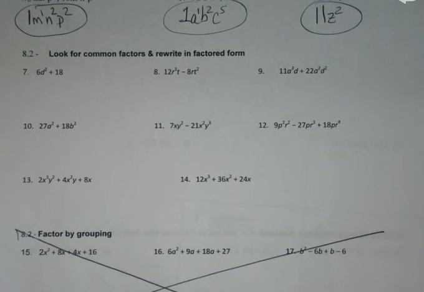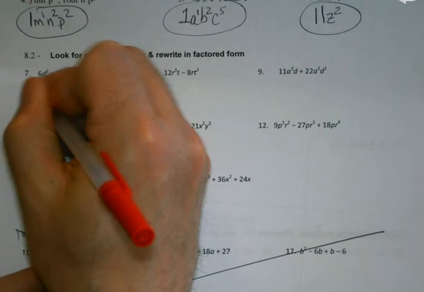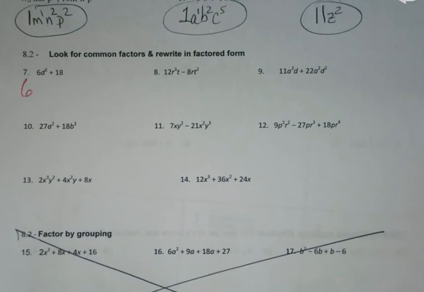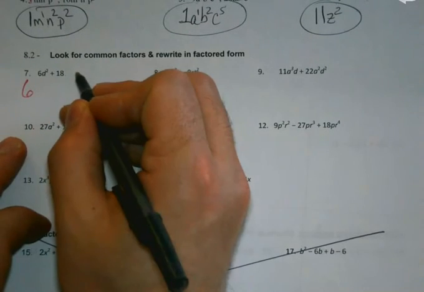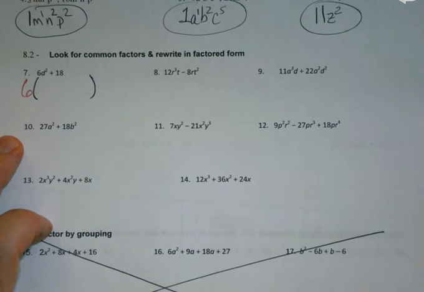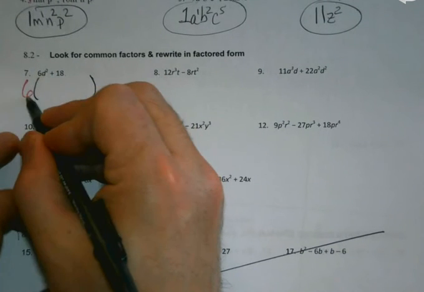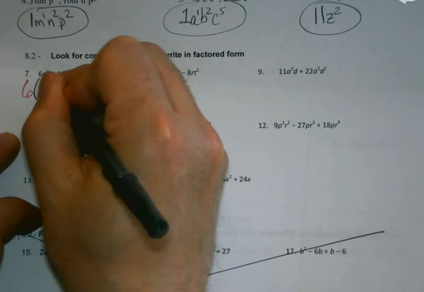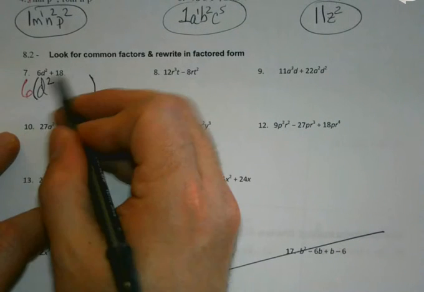So, what's my greatest common factor in number 7? Right, 6 goes into 6 and 18. Exactly. Once I find that biggest one, because both of these don't have D, so I can't take that out, I put in my parentheses. And basically, we're doing the distributive property backwards at this point. So 6 times what gets me 6D squared? We already had the 6. So I just need the D squared.